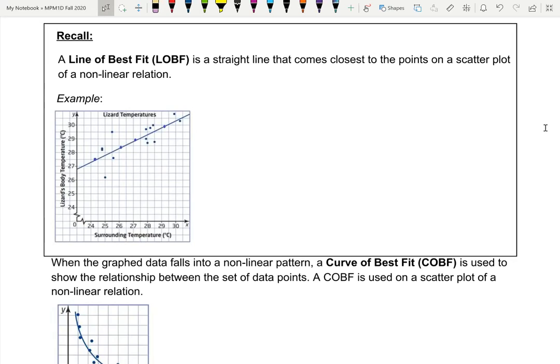A line of best fit is a straight line that comes closest to the points on a scatter plot of a linear relation. Okay, so if it can go through all the points, then that's great. If it can't go through all the points, then you're going to try to go through as many points as possible, but keeping in mind that you should have the same number of points on both sides of the line. And there's an example here for you.